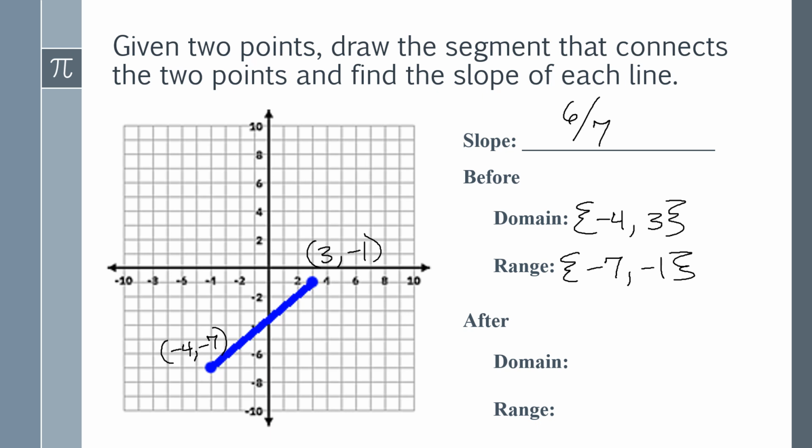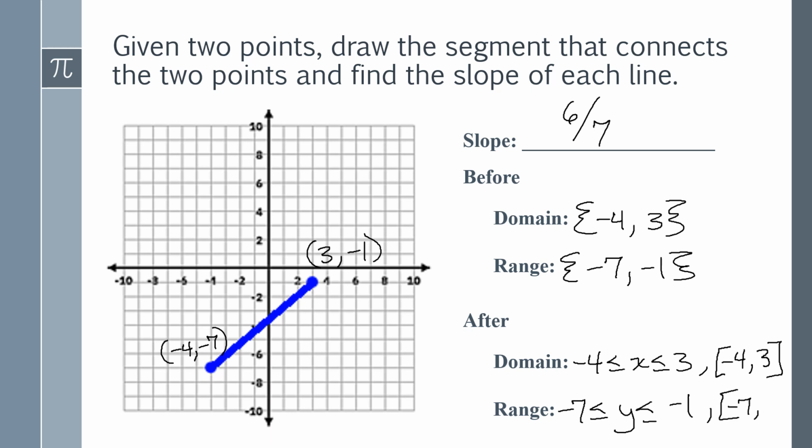Once we have our segment, like I said, now we have an inequality. -4 ≤ x ≤ 3. So this is going to be [-4, 3]. The range would be -7 ≤ y ≤ -1. And again, it's [-7, -1].